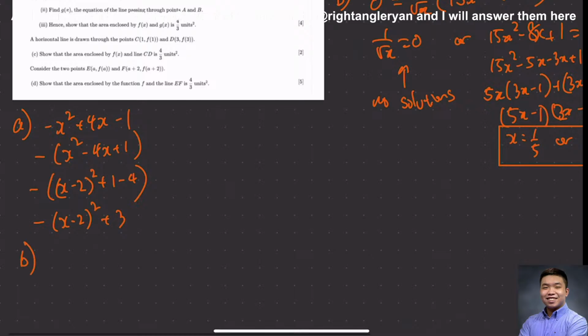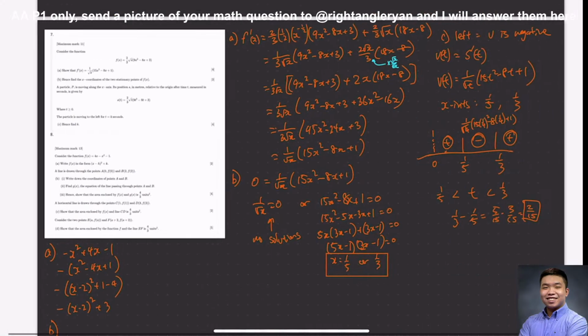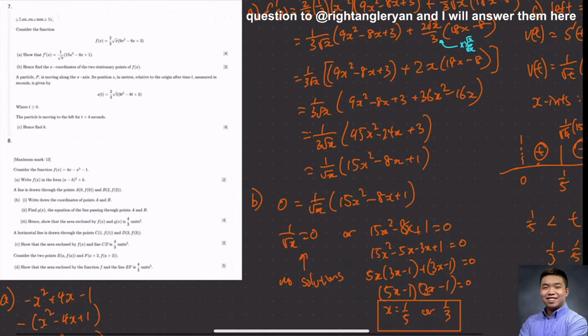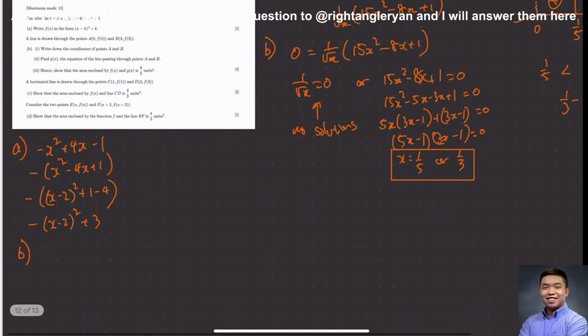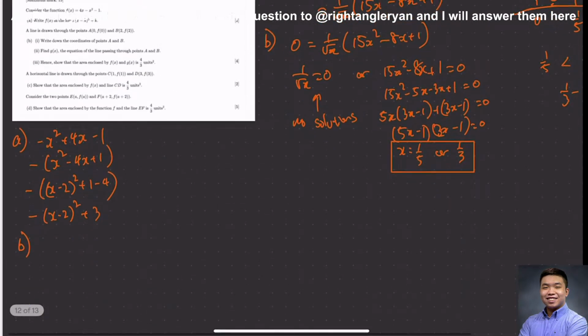Okay. Let me just check my answers, make sure it's correct. Oh wait, did I skip? Did I miss a part? No, I did not, right? Yeah, I did not. Okay, so it's going to be right in that format, so negative x minus 2 squared and then plus 3. Yes, good.